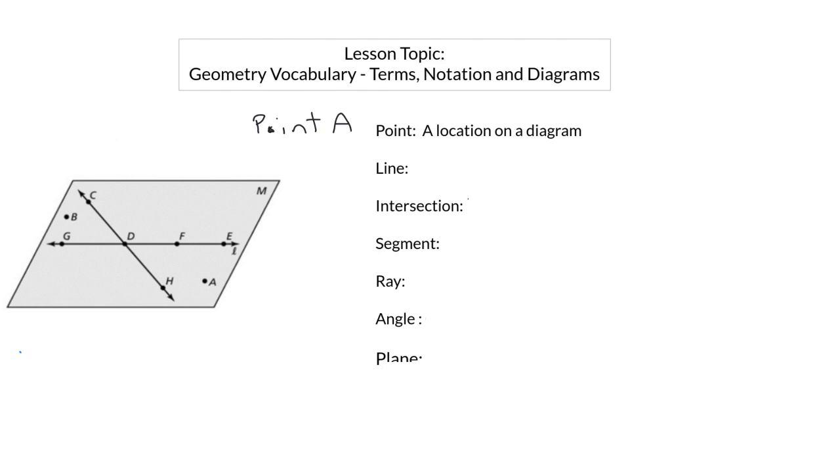So that's point A. Now, the next term, line, is a set of points, an infinite set of points. Now, that means it never ends. So it goes infinitely, right? Set of points extending in two directions. This right here is a line. There's arrows on the ends. It goes infinitely that way, and there are some points labeled on this line right now, G, D, F, and E. Again, I want to point out there's also a point here, there's also a point here, there's one over here, and there's a bunch down that way. So there's an infinite number of points on there, even though there's only 4 labeled.